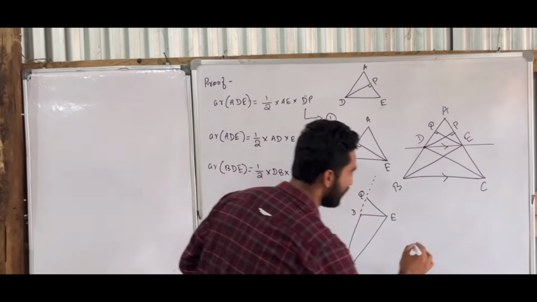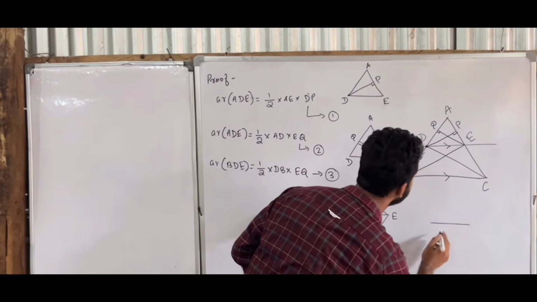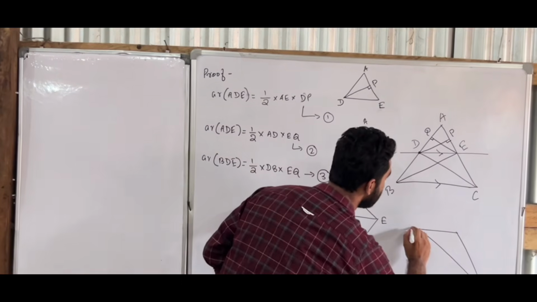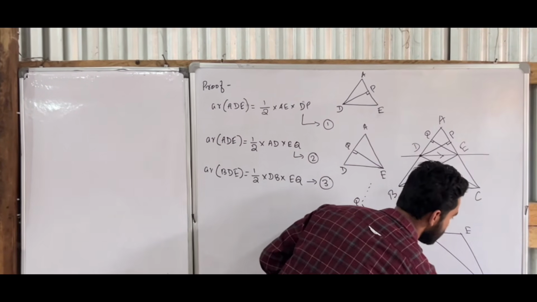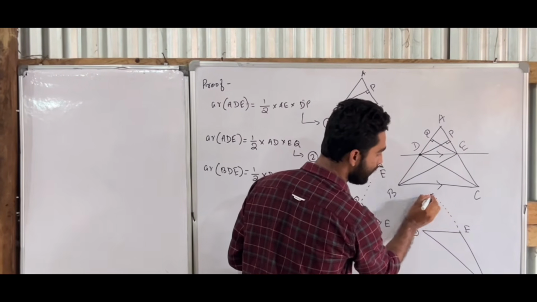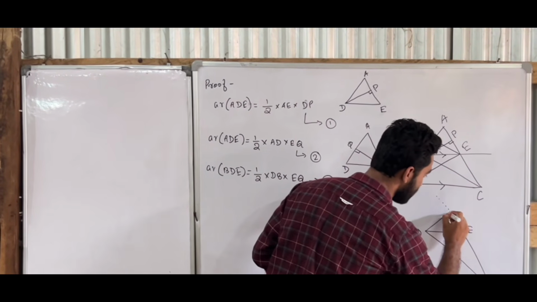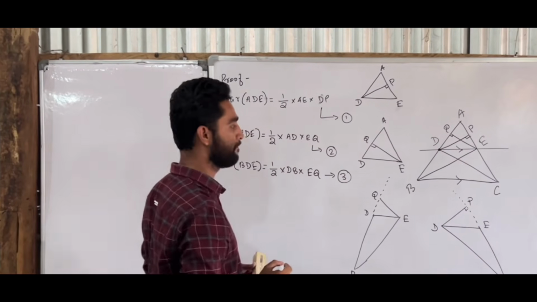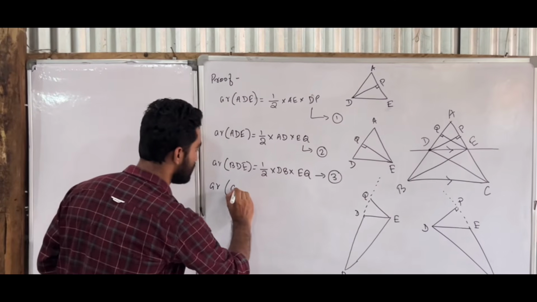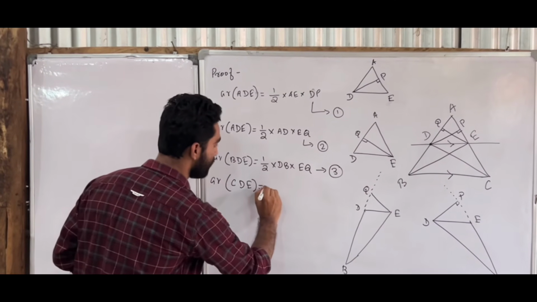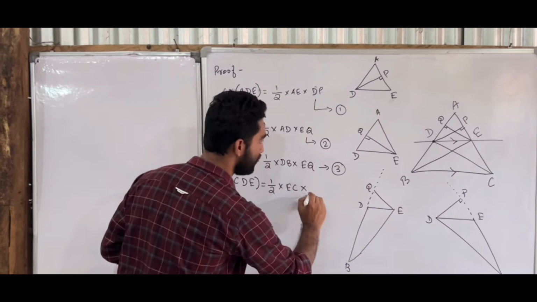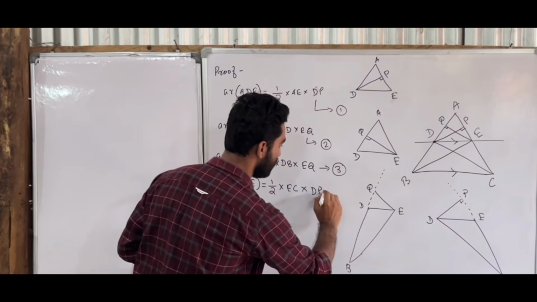Now another triangle I can see here. This triangle's name is DEC. It is also an obtuse angle triangle, and in case of an obtuse angle triangle we can consider the exterior height, that is DB. So what will be the area of this triangle? Area of CDE will be half into base EC into height DB.